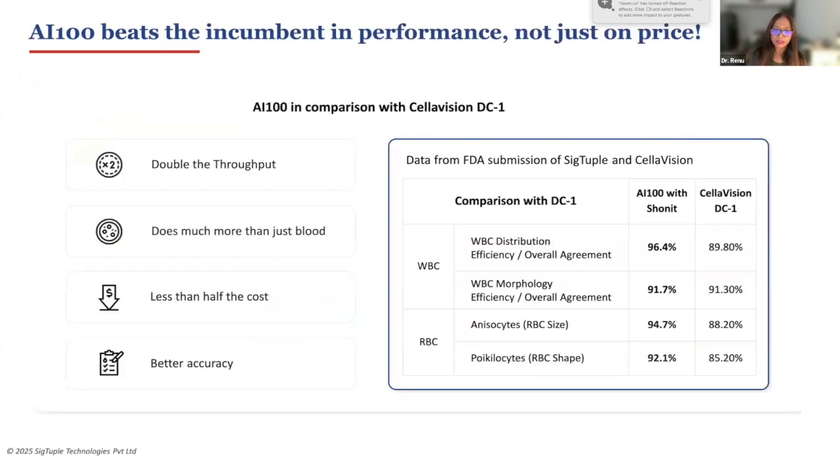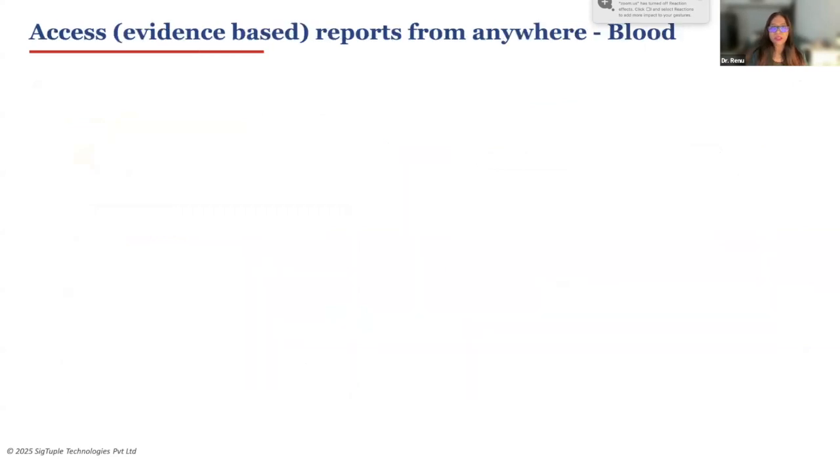We are CE certified, and we have got the FDA as well for the Shonit solution, which is our peripheral blood smear solution. We have the CE mark for the urine solution as well. And as you can see with our comparators in the industry, we have double the throughput. We have 2 solutions on 1 device. We are less than half the cost, and we have better accuracy as well.